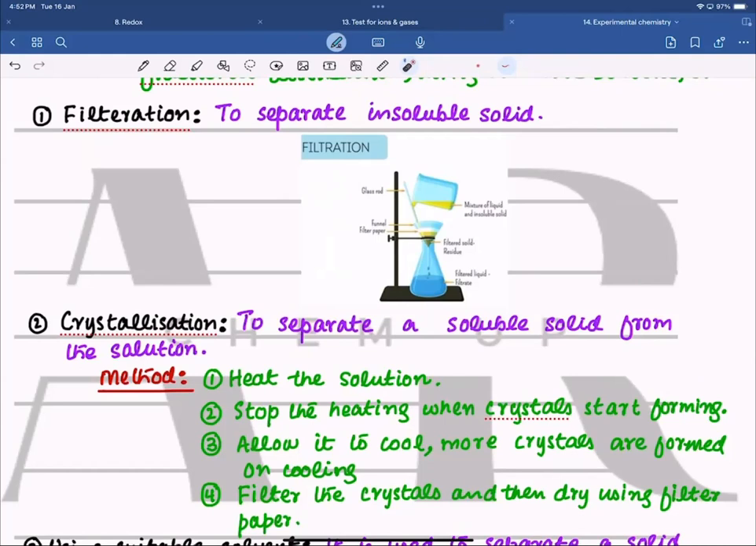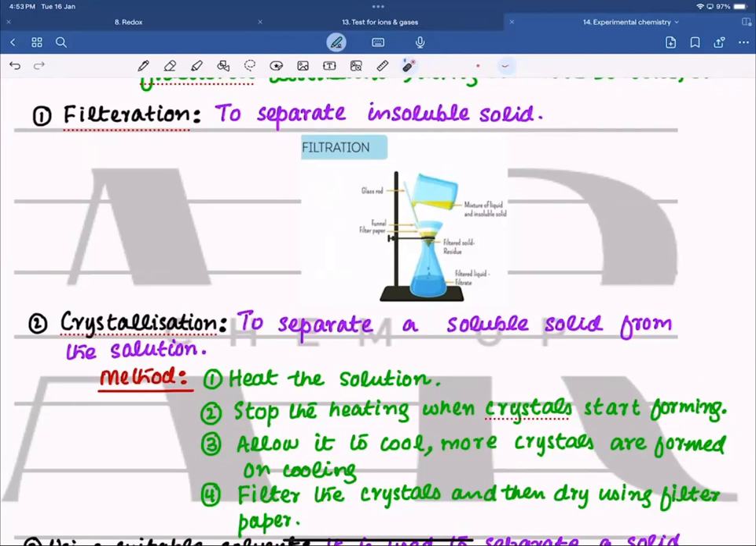When we see that crystals have formed, we stop heating. Then we leave it to cool. As it cools, the temperature goes lower, and the solubility also decreases. So more dissolved solid turns into crystals, and at room temperature we get plenty of crystals. Then we filter those crystals, and with the help of filter paper or an oven, we dry those crystals.